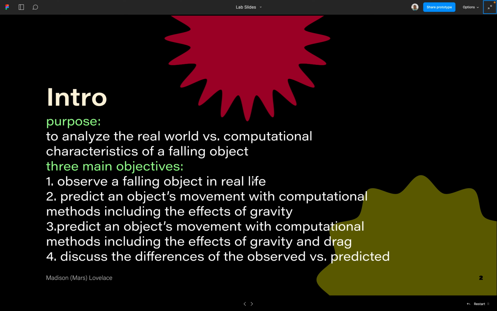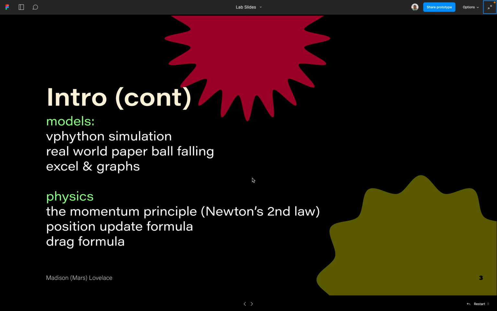The purpose of the lab is to analyze real-world versus computational characteristics of a falling object. To do that, we observed a falling object in real life and tracked those data points, predicted an object's movement with a computational model that includes the effects of gravity, and then altered that computational model to include gravity and drag, and then discussed the differences between those three. We used the Python simulation, real-world paper, Excel and graphs, the momentum principle, the position update formula, as well as drag.